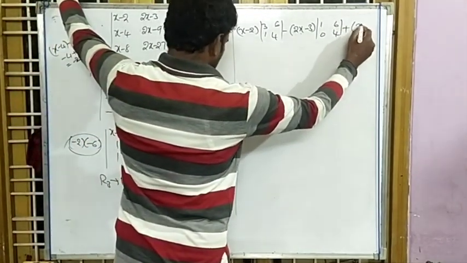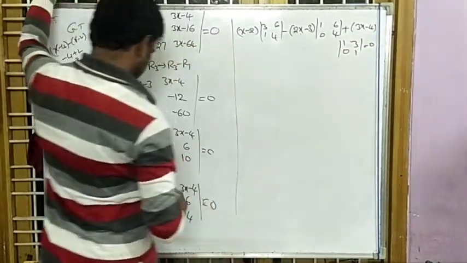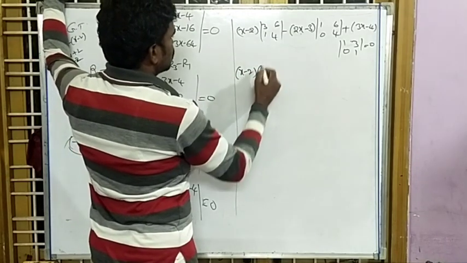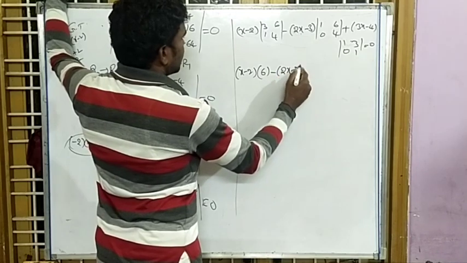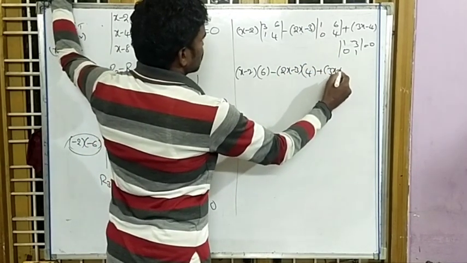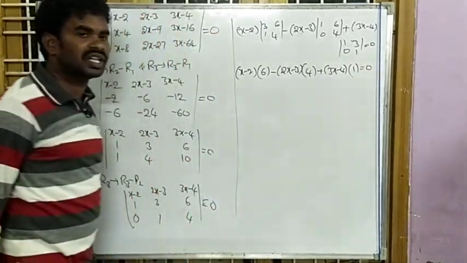3x minus 4 into 1 3 0 is equal to 0. Am I right? Okay. Now x minus 2 into 3 4 is 12 minus 6, 6 minus 2x minus 3 into 1 4 is 4 minus 0, 4 plus 3x minus 4 into 1 1 is 1 minus 3, 1 equals 0. So now simplify, you get the x value.